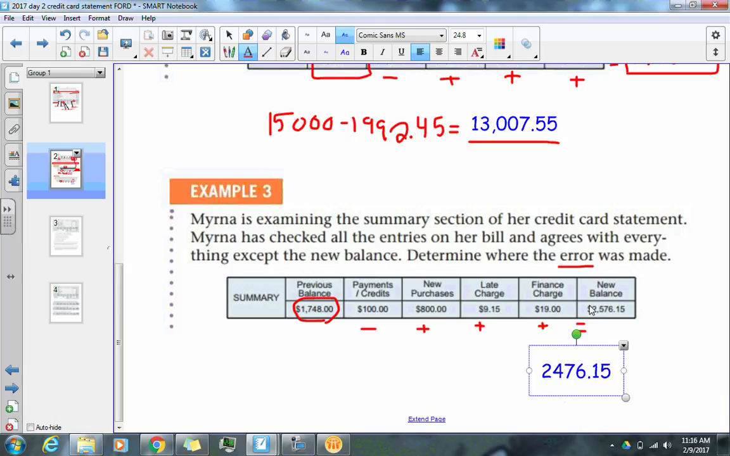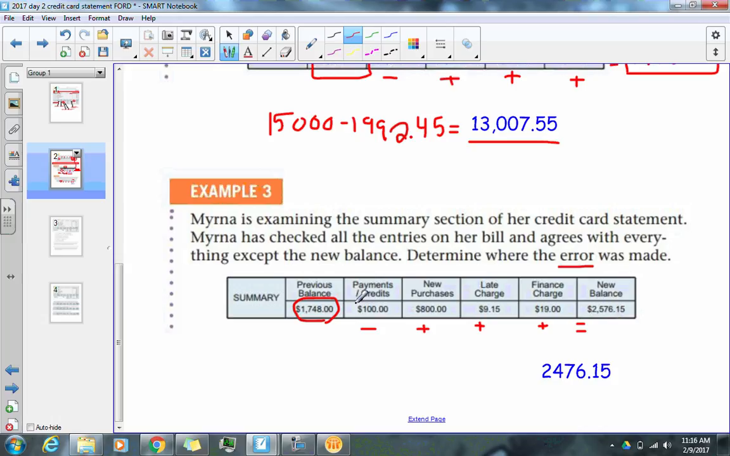Now it asks, determine where the error was made. Well, the error was made since there's a difference of $100. I'm thinking the reason why it's a difference of 100 is because of the fact that maybe the payment or credit was recorded but not applied. So that would be that.